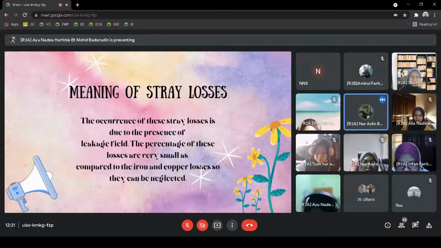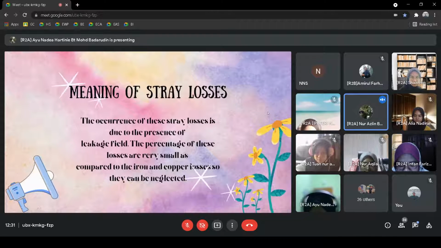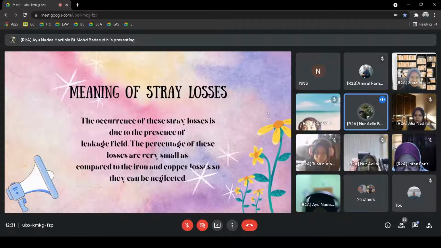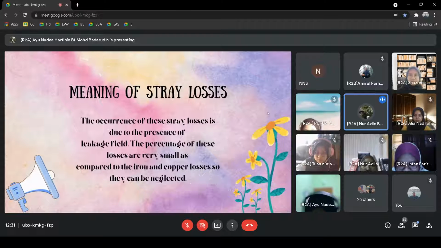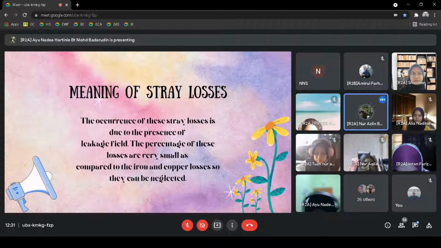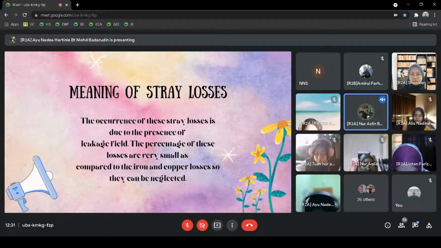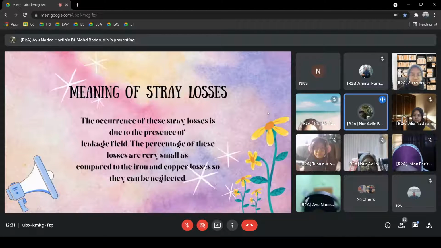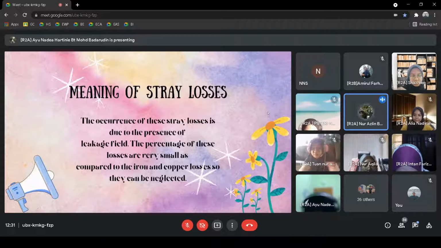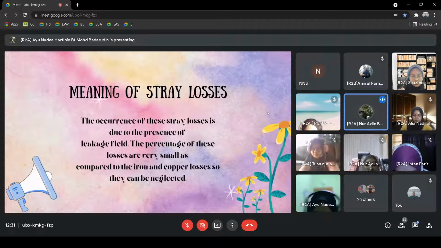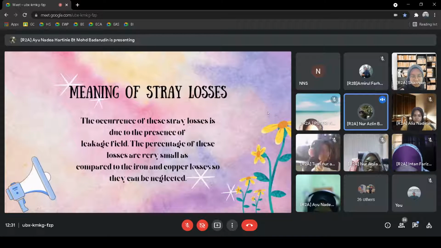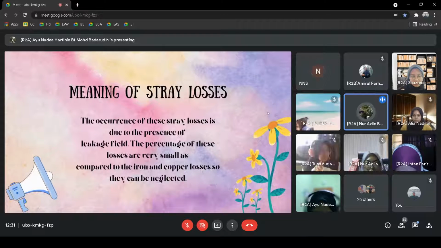Hello and good afternoon to everyone. My name is Azlin. Now I want to continue the presentation after Amisha. So today I would like to explain about one of the losses in transformer, which is stray losses. Meaning of stray losses: the occurrence of these stray losses is due to the presence of leakage field. The percentage of these losses is very small compared to the iron and copper losses, so they can be neglected.